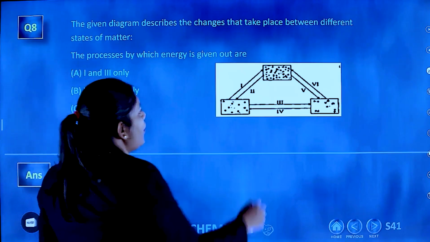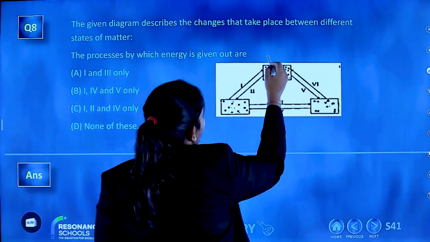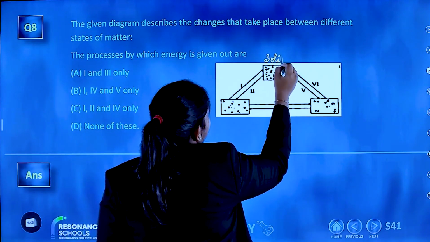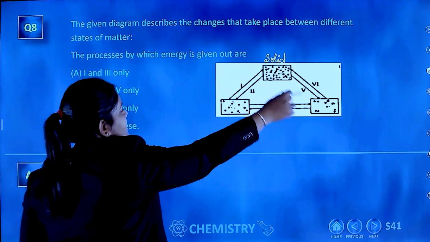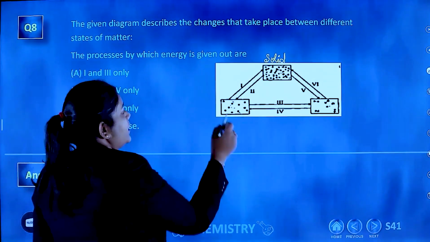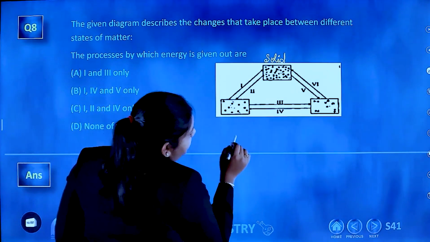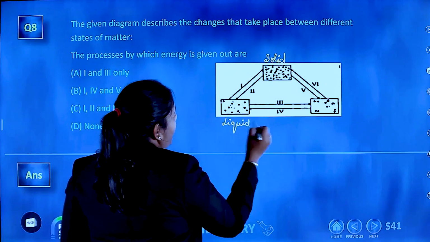According to this diagram, out of these 3 boxes, the particles look very close to each other here, so I can consider it as solid. Here the particles are comparatively far, so it is liquid, I guess. And this one is gas.